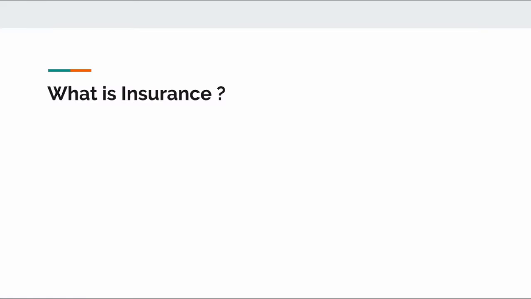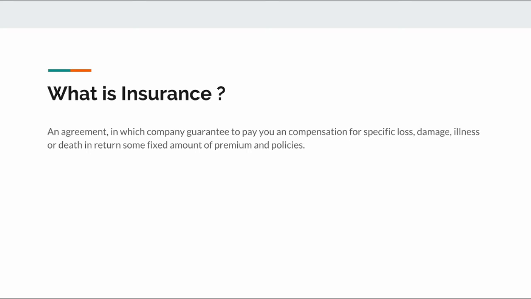Let's start. First of all, let's see what is insurance. Insurance is a type of agreement in which a company guarantees to pay you some amount as compensation for some specific loss, damage, illness or death. In return, you have to pay them some amount as a premium, and then they will promise you some policies. Different companies have different premium amounts and different policies, and this is my suggestion: those who are new to insurance, please go through it very clearly before you take any insurance.